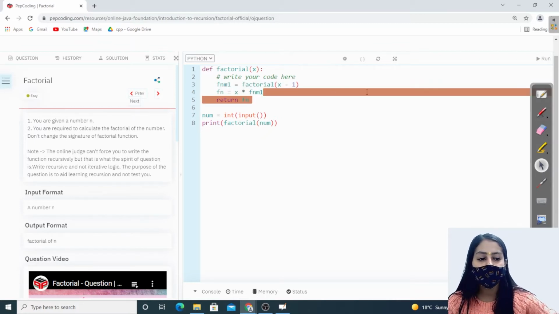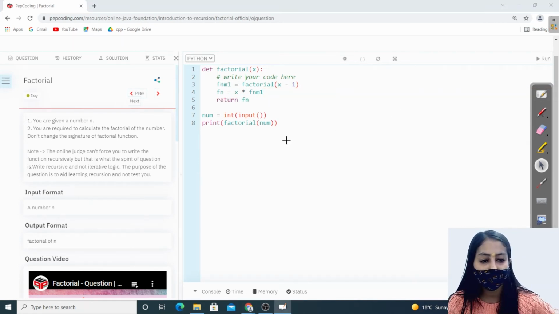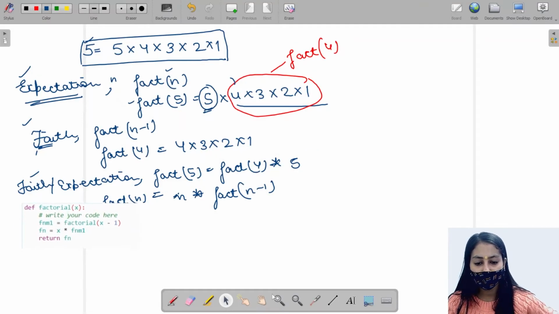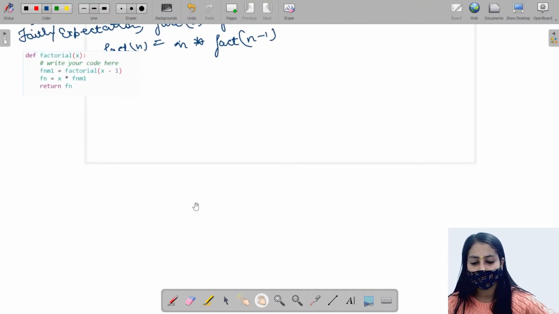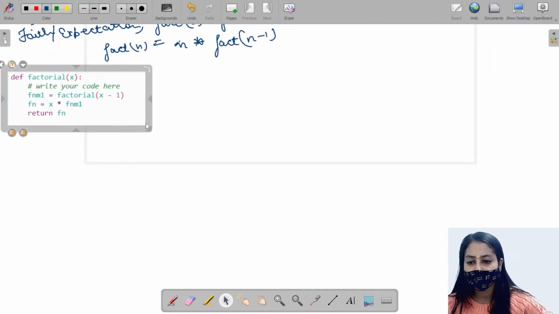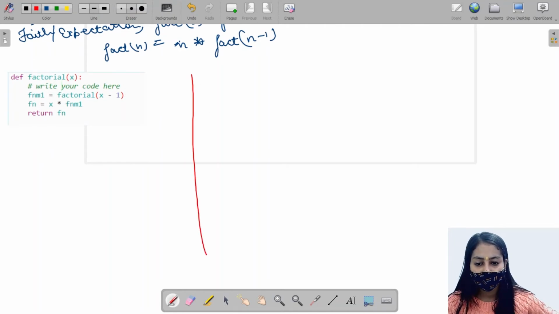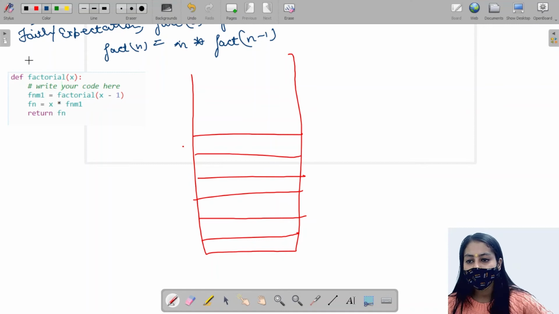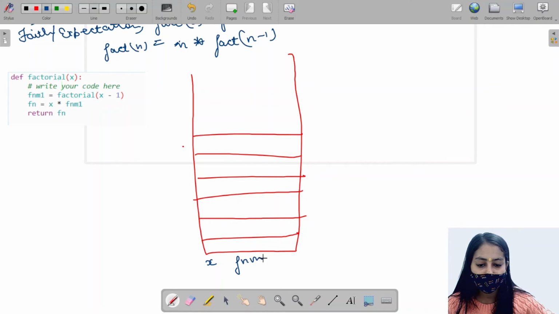Now let's figure out the low level thinking. By using the low level thinking, we will figure out our base case for this problem. So this is our code, right? So we are using three variables here: the number n, which is the given number, the factorial of n minus 1, and the factorial of n, right?